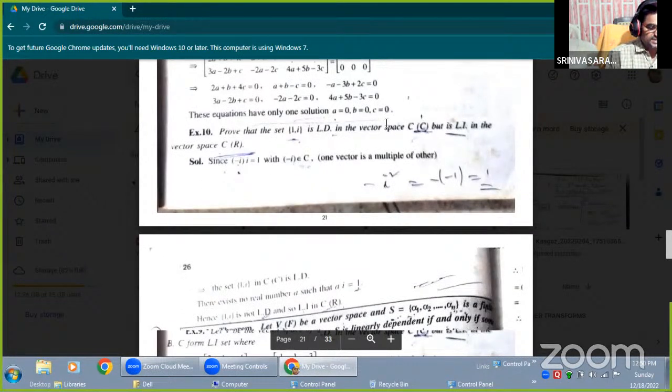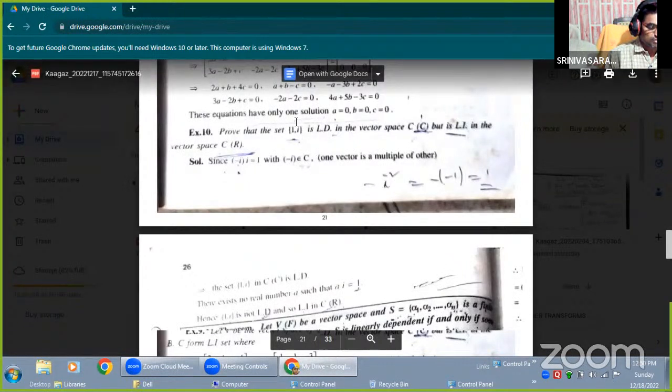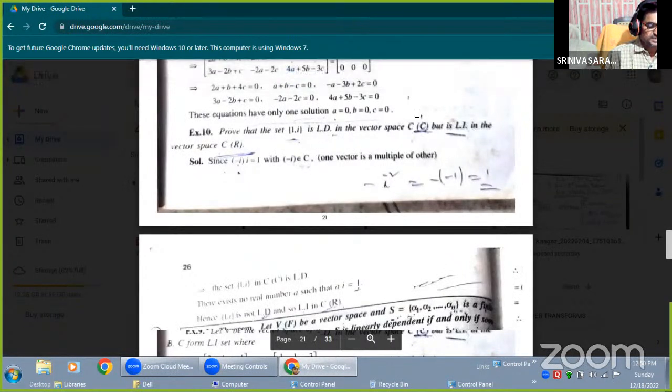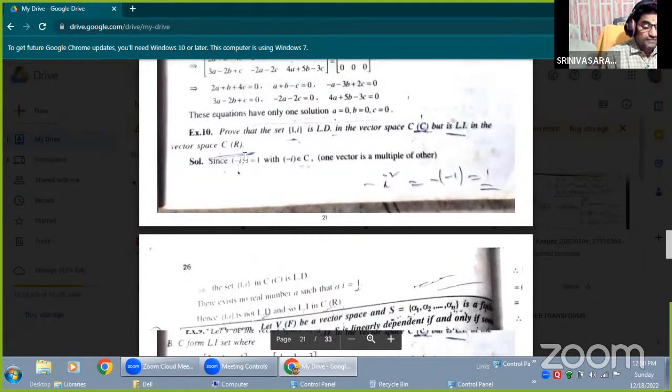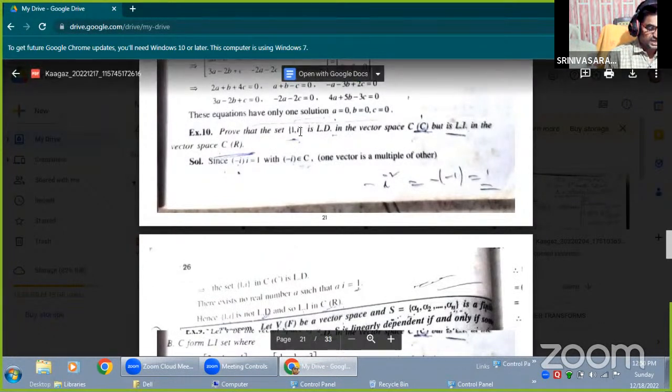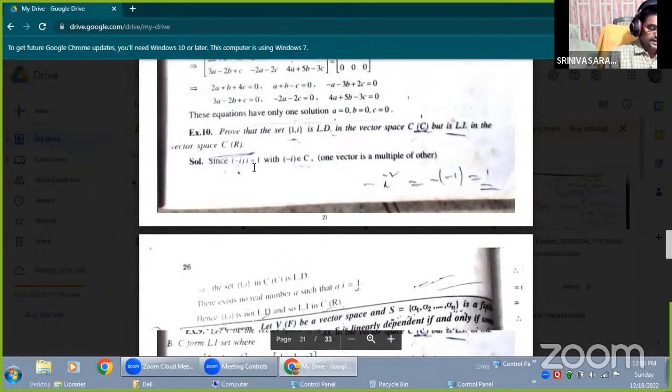For the complex numbers, the system is linearly dependent when the set of vectors is 1 and i. Those vectors are complex numbers. So the vector space of complex numbers is linearly dependent, while over the real numbers the system is linearly independent. For the given set of vectors, 1 and i, over the complex numbers the vector space is linearly dependent.